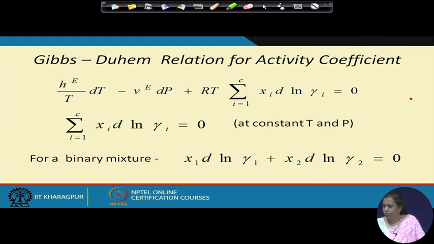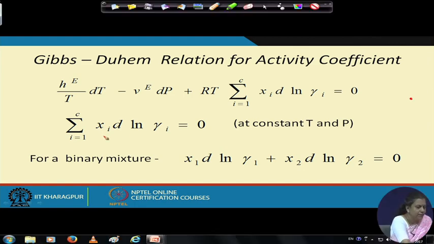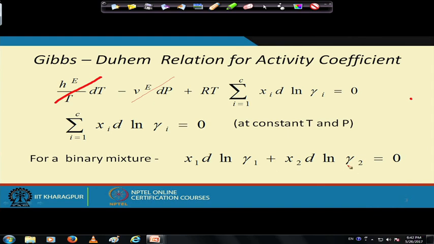So, I believe we had derived this particular generalized Gibbs-Duhem equation in terms of activity coefficient, and this was the equation which we had derived. In this particular equation at constant temperature and pressure, naturally this becomes 0, this becomes 0, and this is the Gibbs-Duhem equation, which for a binary mixture reduces to this. Now, let us see what important information we can get from this equation.